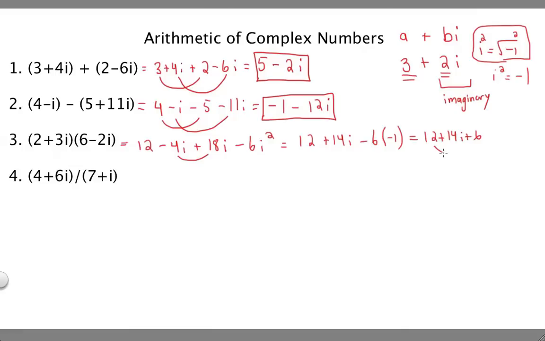Again, we add like terms. 12 and 6 give us 18. So our final answer is 18 plus 14i.